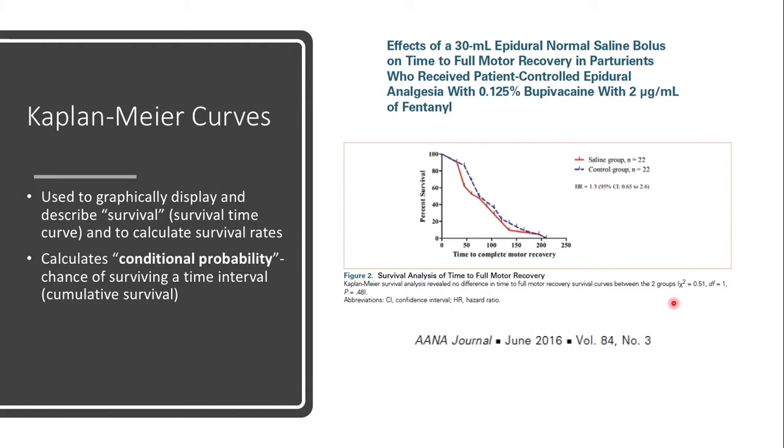And we measured the time to complete motor recovery after the bolus. And then we used survival analysis. What this shows us here is that the hazard ratio was 1.3, but it was not statistically significant. The reason I can say that, even though the p-value is not there, is because that confidence interval includes 1.